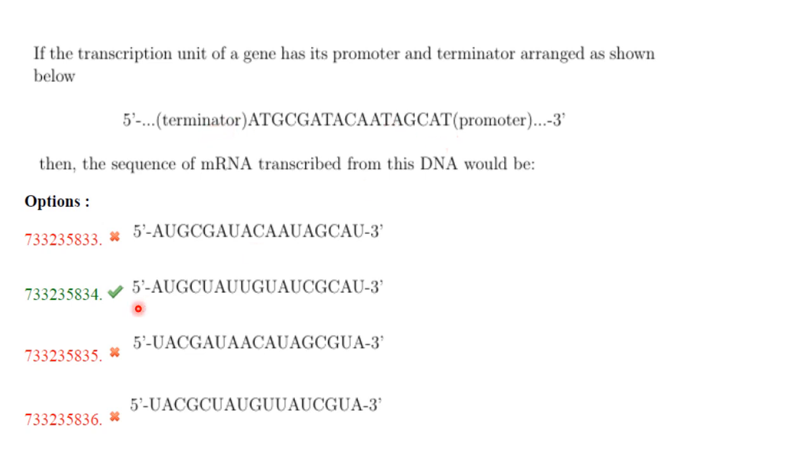Now they have asked to write in the 5', 3' direction. So it has to be written from here. From this direction you have to write 5' to 3'. So it is AUG, CU, AU, UU, UGU, AUC, GC, AU. So that is the correct option. And these two are not correct. You have written it from the 3', 5' direction. So they are not correct.